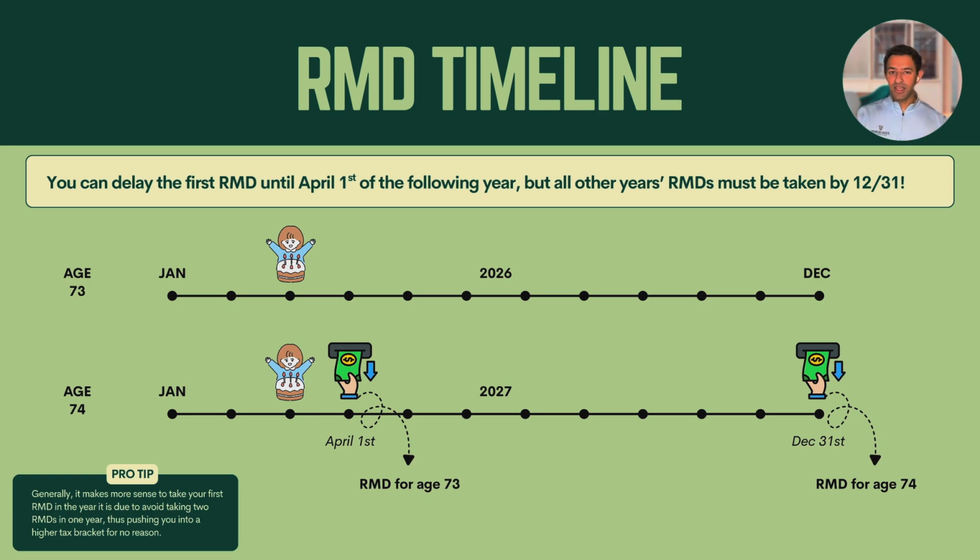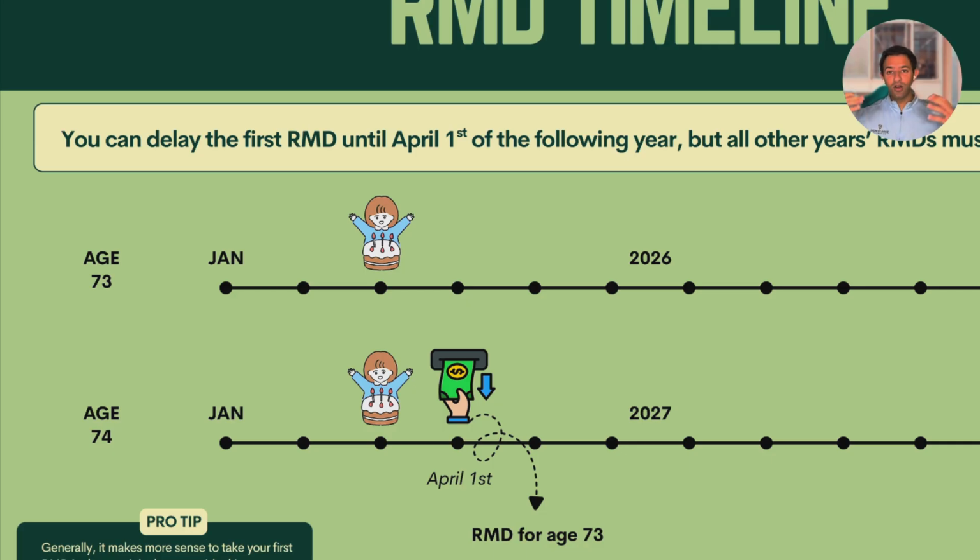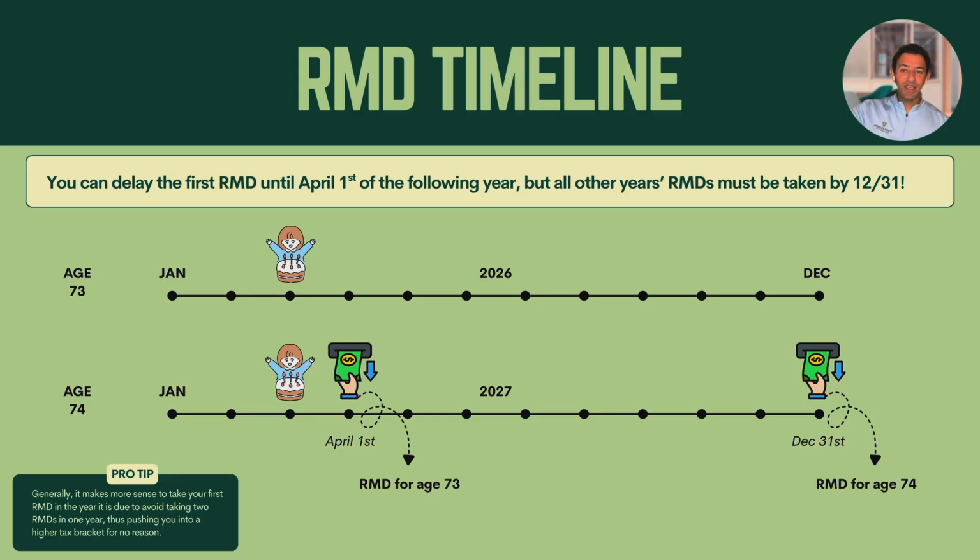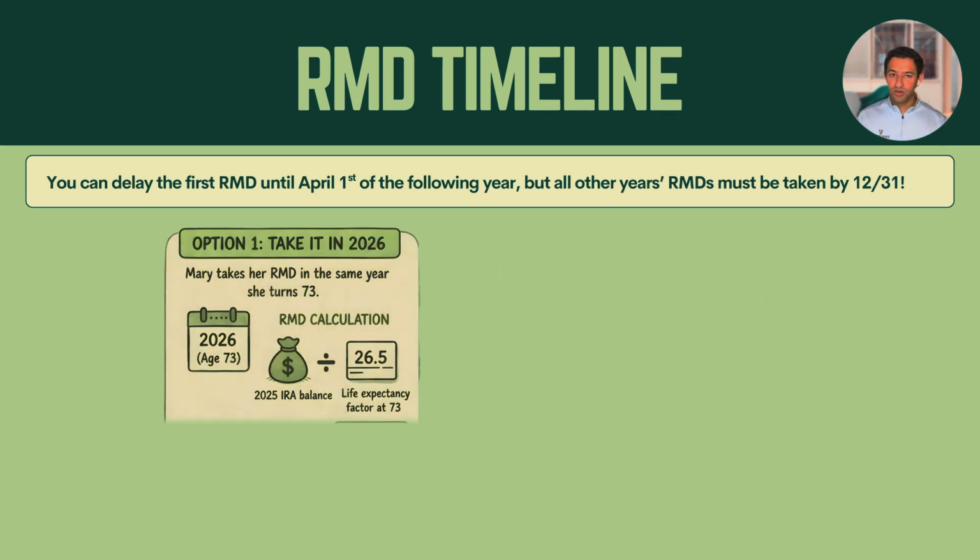You can actually delay your year one RMD until April 1st of the following year. So let's take a look at this timeline, and I'm going to look down at the screen now and actually kind of walk you through everything. So here we've got someone, we'll just call her Mary. Now, Mary turned 73 in March of 2026. Great. She can take her RMD in that same year, in 2026, and we would calculate it the same way I calculated it for Bill. We would just take Mary's traditional IRA balance, for example, at the end of 2025 and divide it by 26.5, her life expectancy factor at 73.